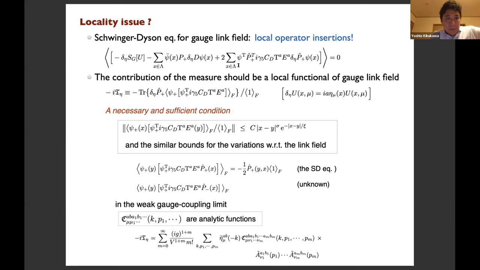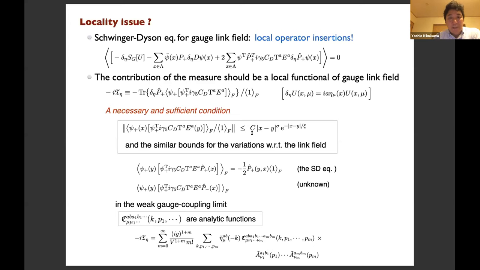For this locality condition to be satisfied, since this factor is given by the correlation function of the right-handed field, psi plus, and the auxiliary spin field, in any case these fields should be massive. If the right-handed field has a mass, then the correlation function of these fields should satisfy this kind of exponential bound.